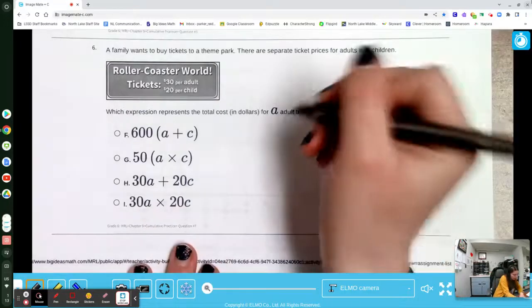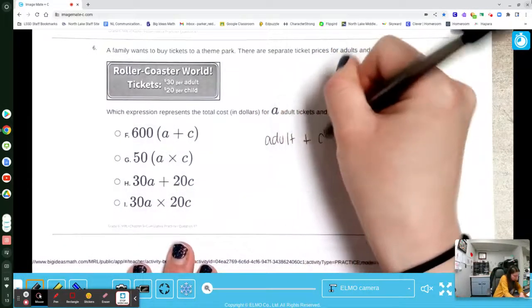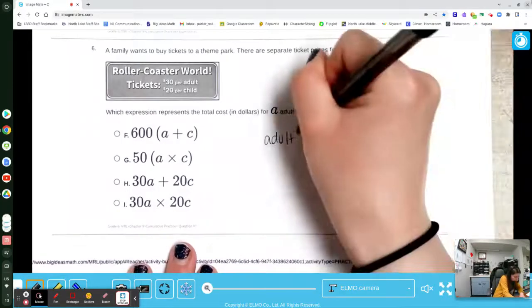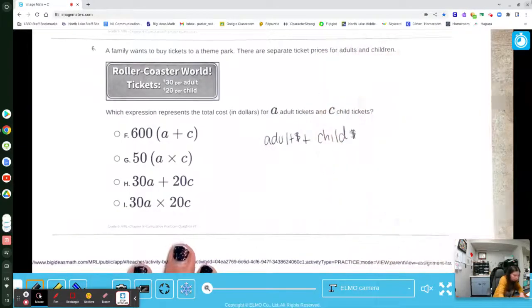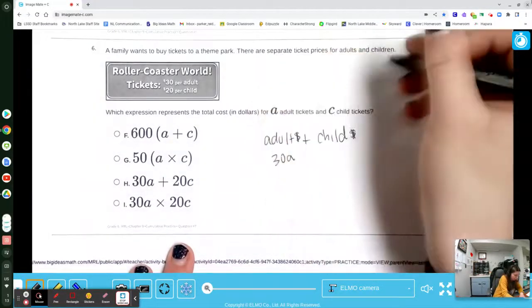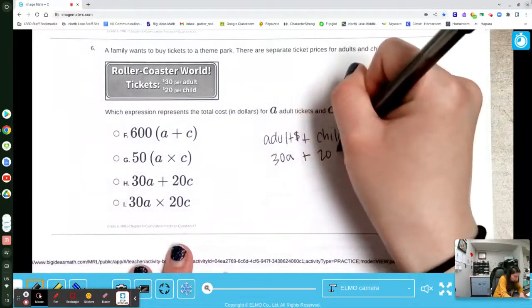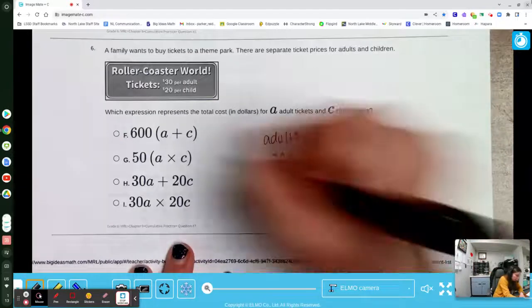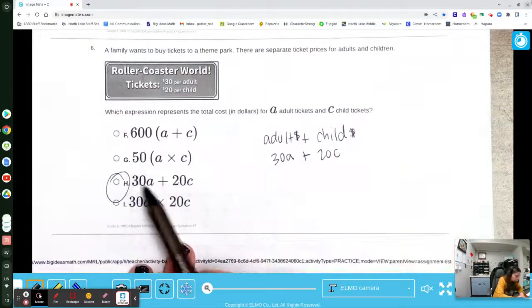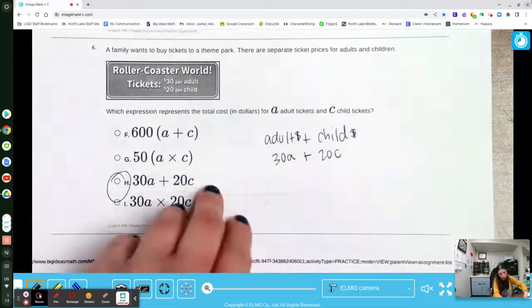Well, I know that I would want to add the adult tickets total cost to the child tickets total cost. So the adult amount plus the child amount of money. Now the adult tickets are $30 per adult, so $30 times the number of adults, which is A. And the child tickets are $20, so $20 times the number of children, C. So that's going to be option H. I want to multiply $30 times how many adults there are plus $20 times how many children there are.